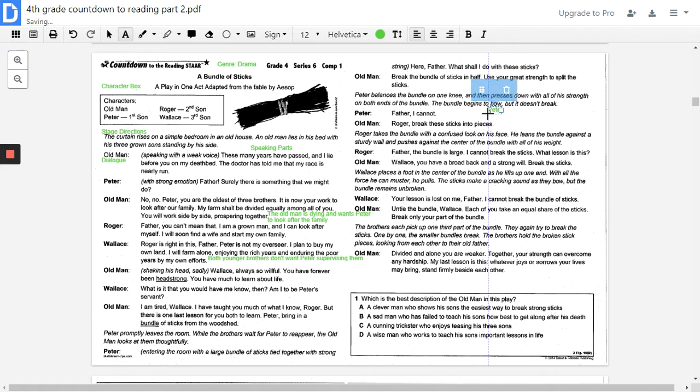So here we can write: Peter could not break the sticks.